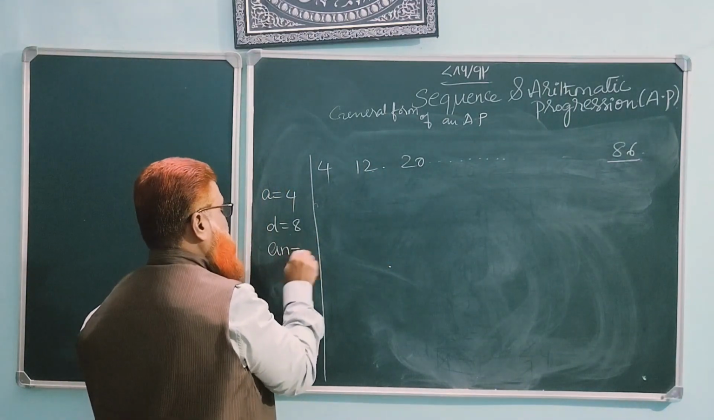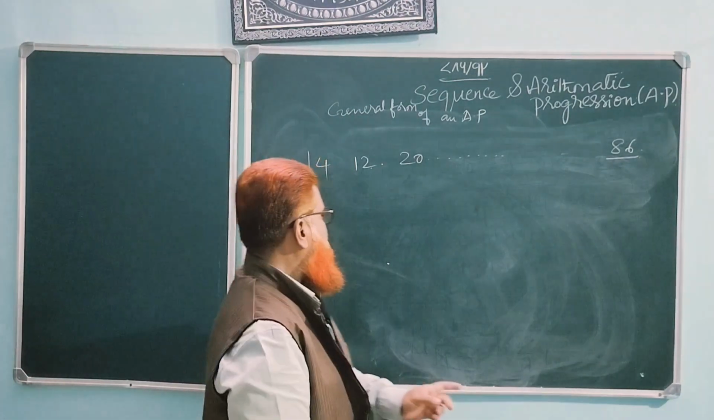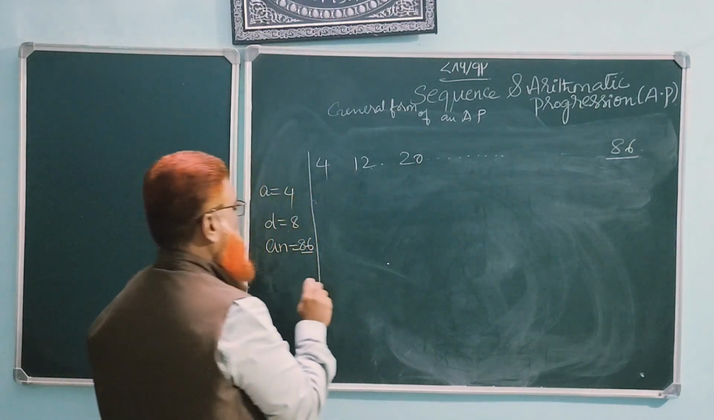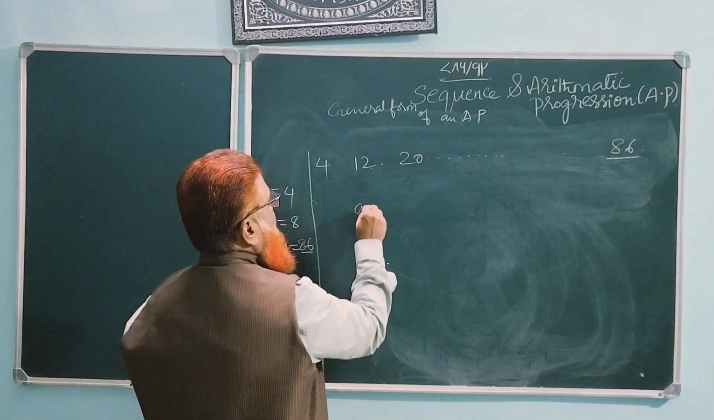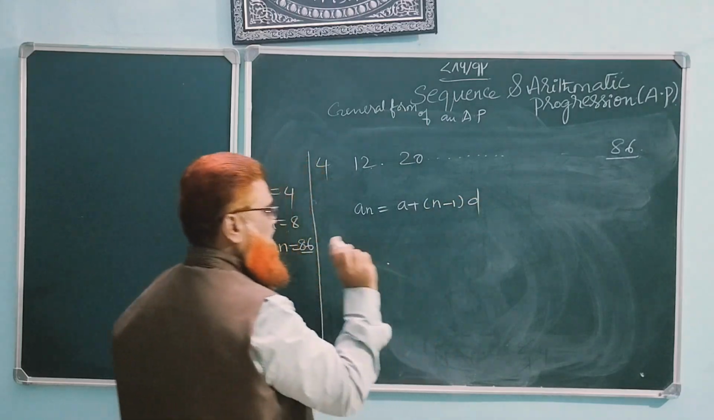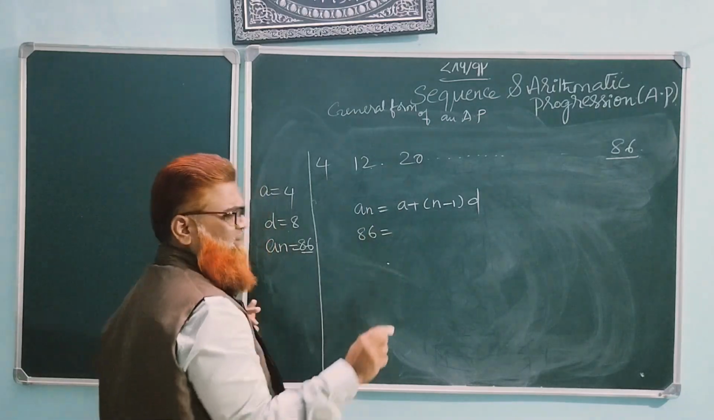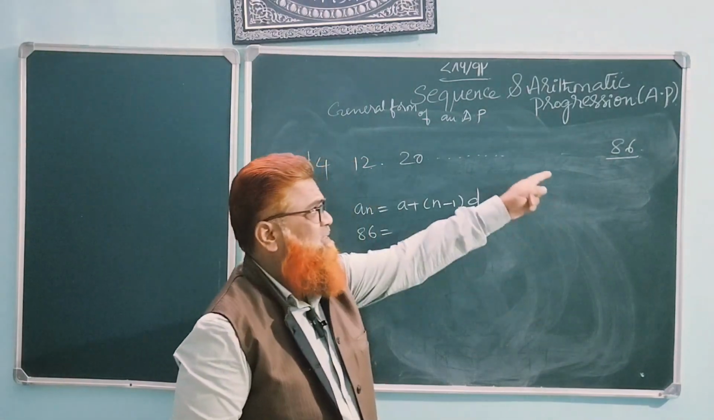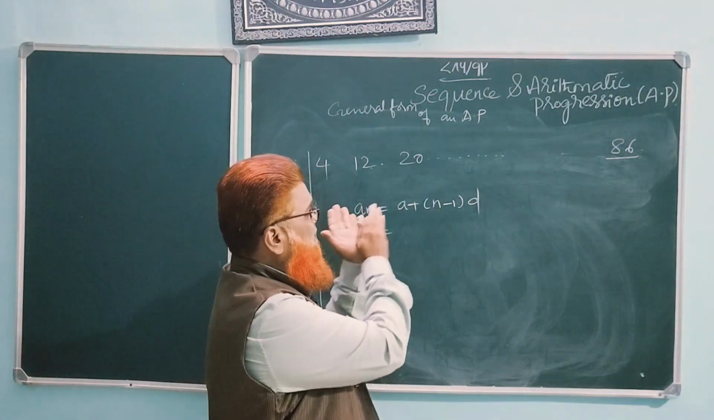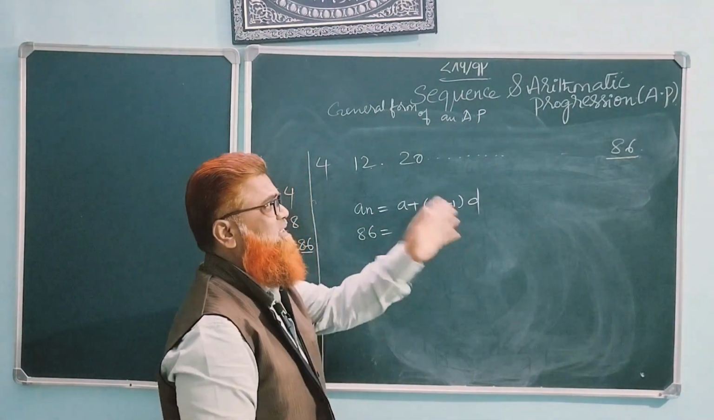Because we still have to check, let us test whether 86 is a term of this given arithmetic progression or not. So write an is equal to a plus n minus 1 into d. What is an? We assume that 86 is the last term. Why am I saying assume? Because that is the part of the test. We are not sure whether 86 is a term of the given arithmetic progression or not. That's the reason I am saying assume it.